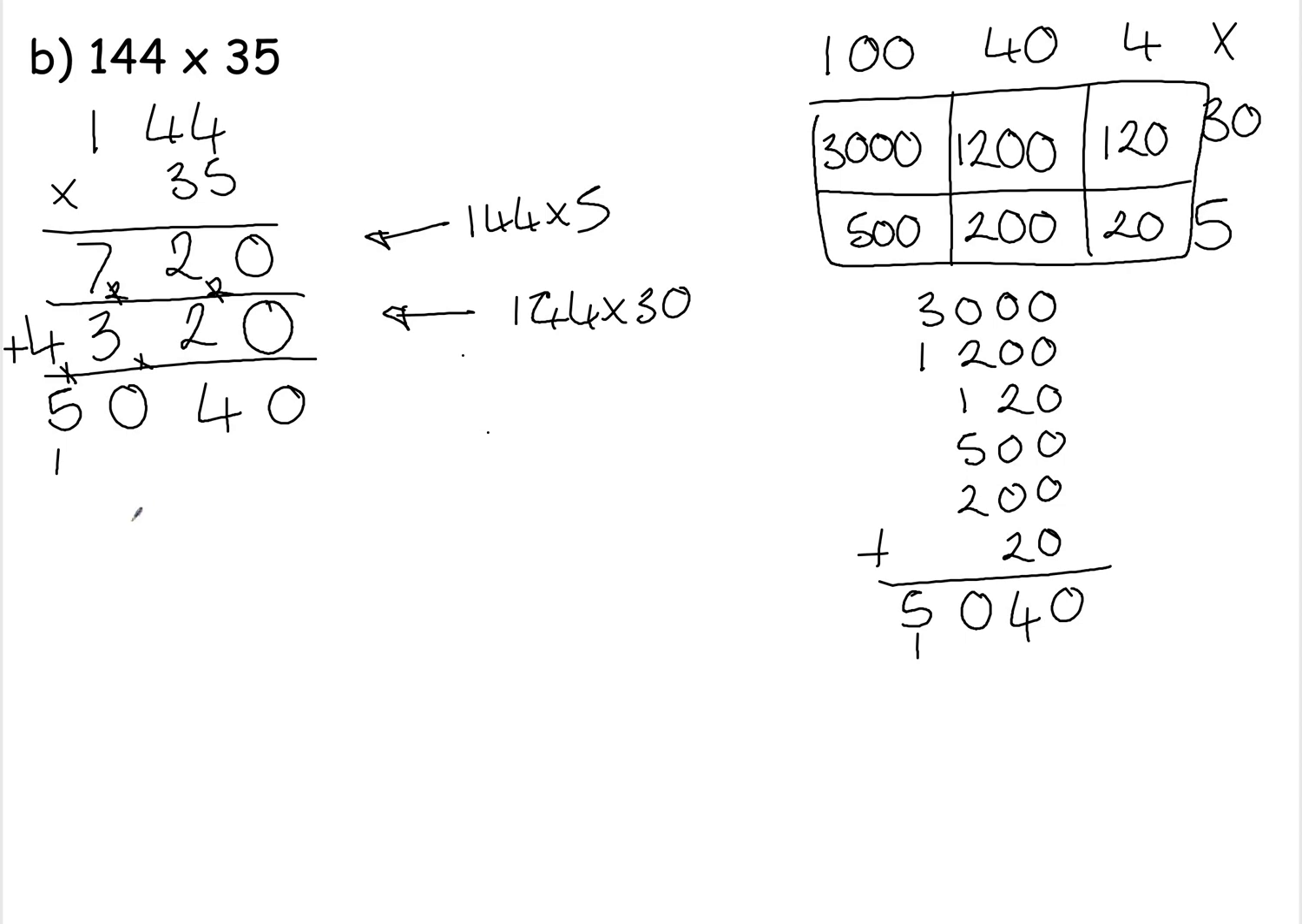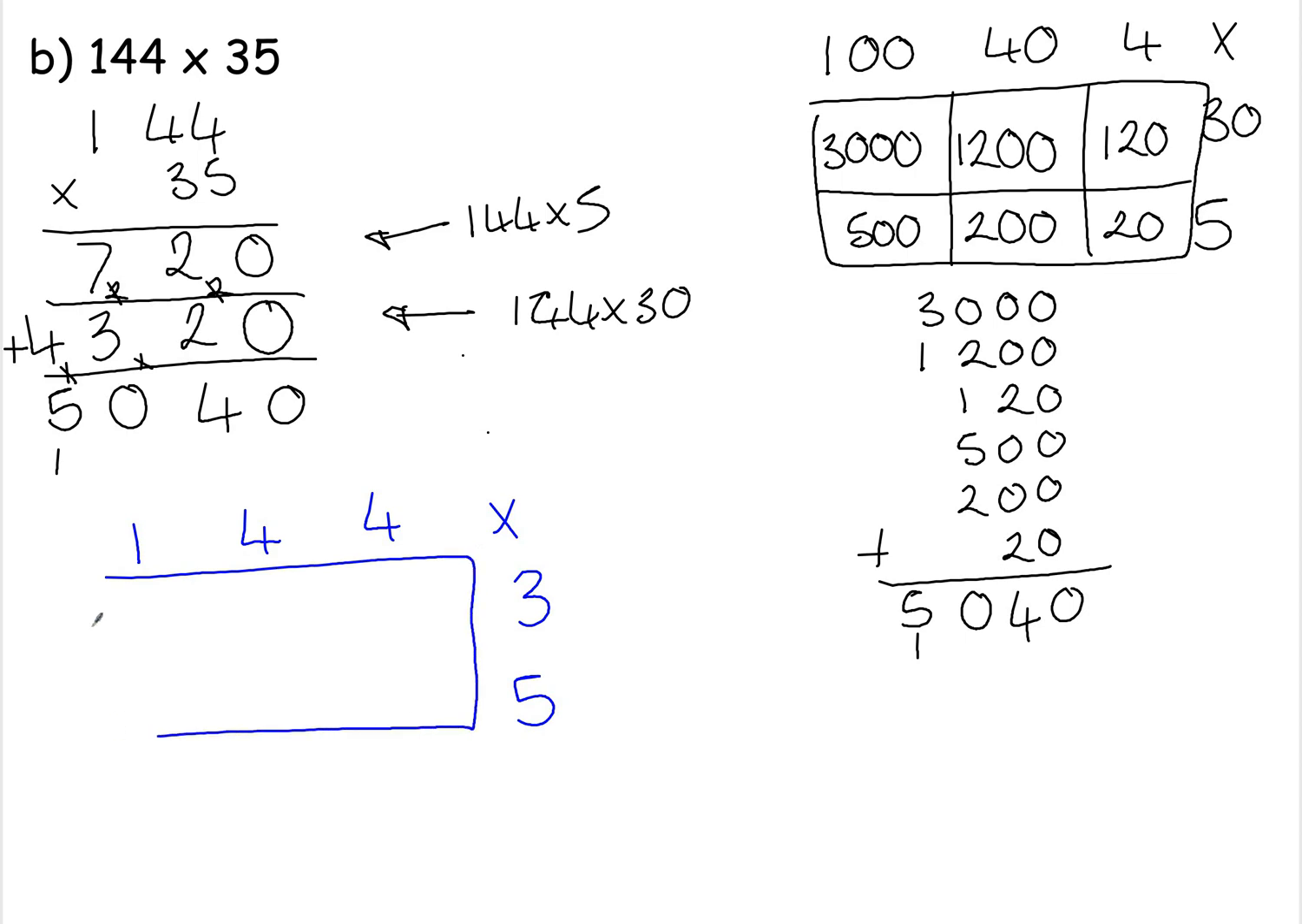Okay, and then the Chinese method. So 144 multiplied by 35. Draw yourself a big box. Make sure that each of these boxes then have got a diagonal line through them. Okay, so 4 times 3 is 12, put the 1 there, the 2 there.